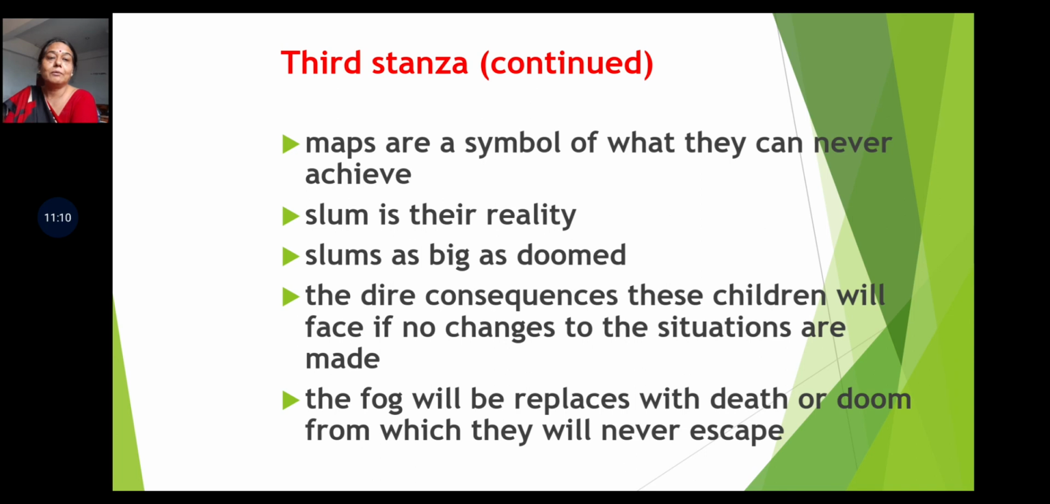And these children will be doomed to die as grown-ups and not achieve. Their life will come to an end, but they will never be able to achieve their ambition or what they had planned, or a better life that they had thought for themselves. Thank you very much. I hope this third stanza is clear and you'll be able to understand as you read the poem.